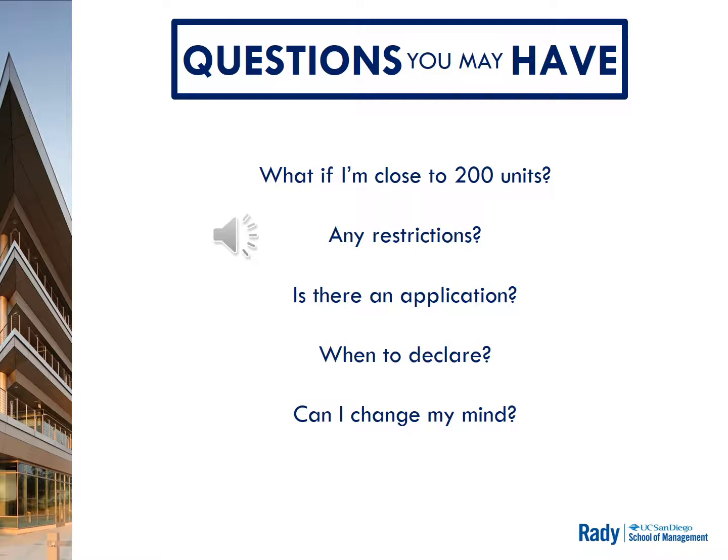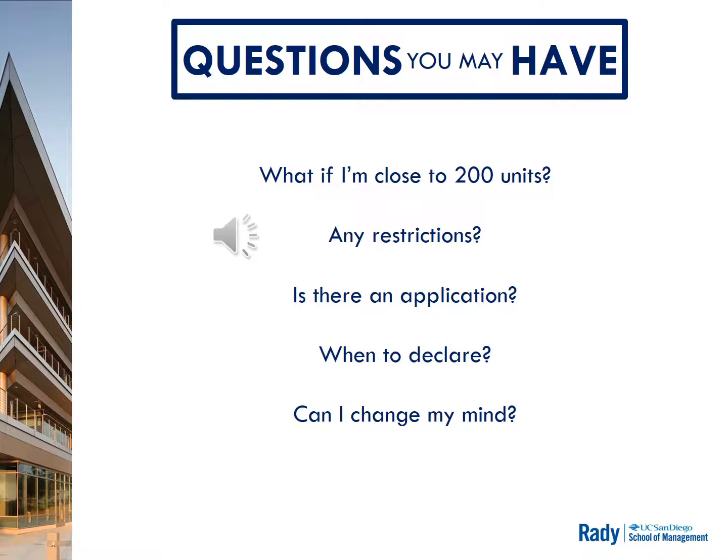So let's start with some questions you might have. If you are close to 200 units, you will need to check in with your college to see if you have the appropriate number of units remaining to complete a minor. You need 28 units in order to do a minor, so that's 7 classes at 4 units each. And it is up to your college to allow you to exceed 200 units or get very close to it.